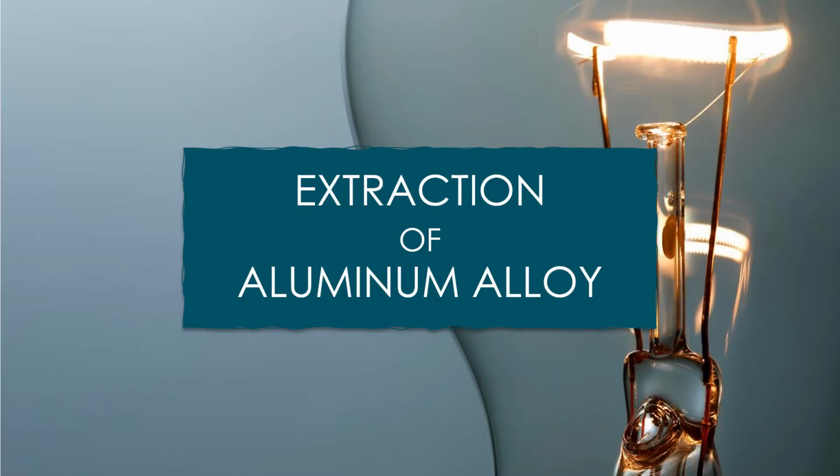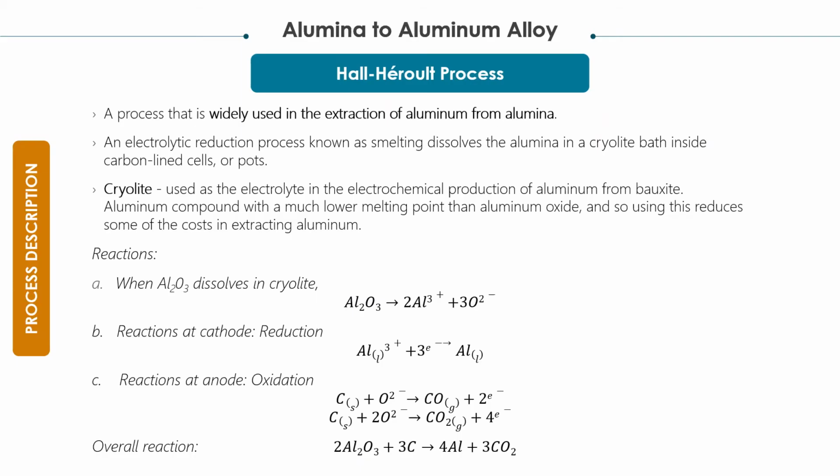And now we will discuss the extraction of aluminum alloy. In order to convert alumina to aluminum, smelting using the Hall-Héroult process is widely used in the extraction of aluminum from alumina. Aluminum smelting is a very energy-intensive process and therefore electricity is a major input to aluminum production. It is an electrolytic reduction process known as smelting, which dissolves the alumina in a cryolite bath inside carbon-lined cells, or the reduction cells.